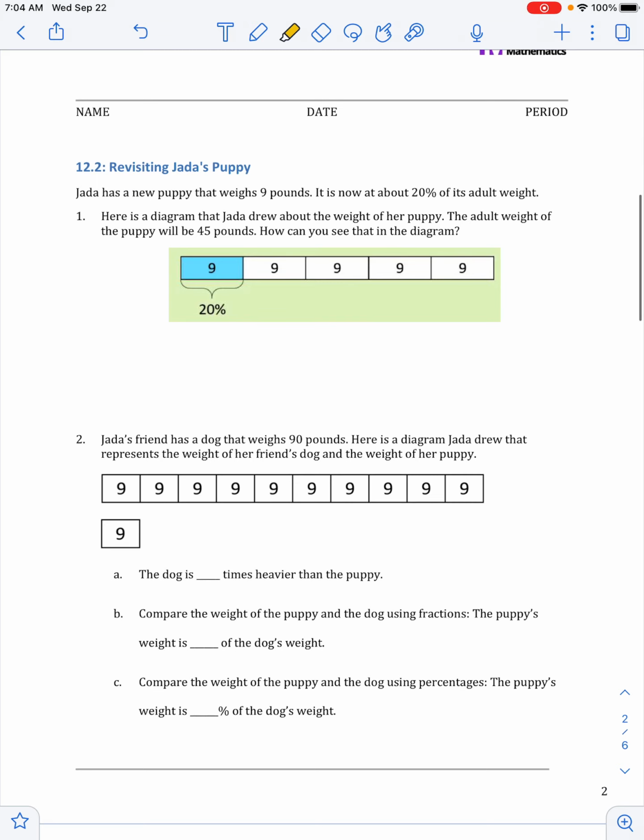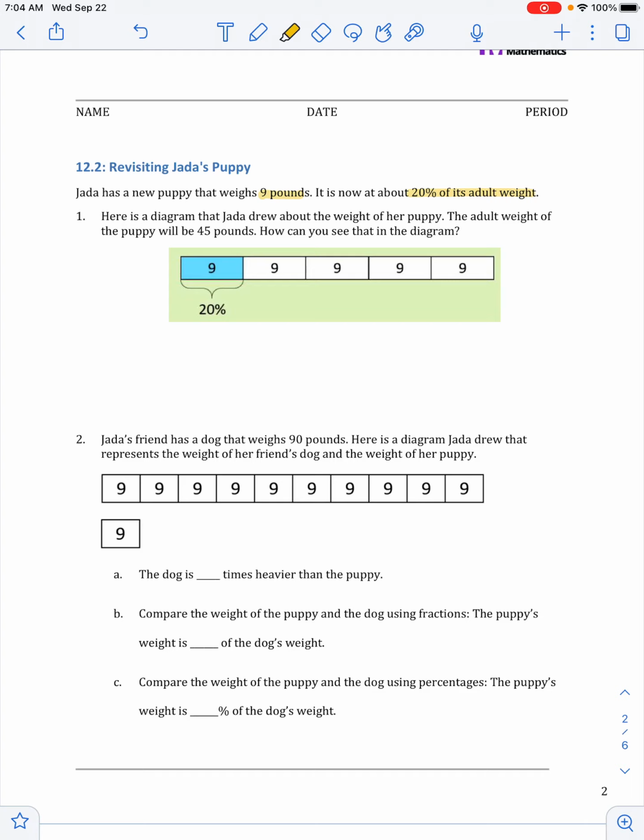So, activity 12.2 says Jada has a new puppy that weighs 9 pounds, and it's at about 20% of its adult weight. This is the exact same problem we saw yesterday. A 9-pound puppy is at about 20% of its adult weight. Here's a diagram that Jada drew about the weight of her puppy. The adult weight of the puppy is 45 pounds. How can you see that in the diagram? Well, we can see that 20% is equal to 9.